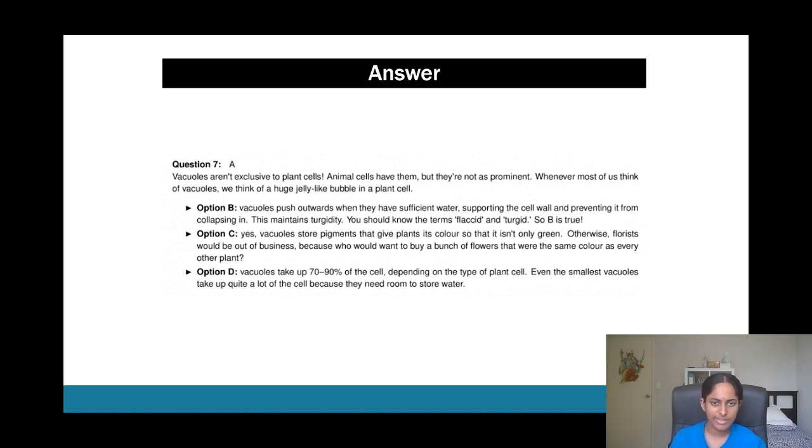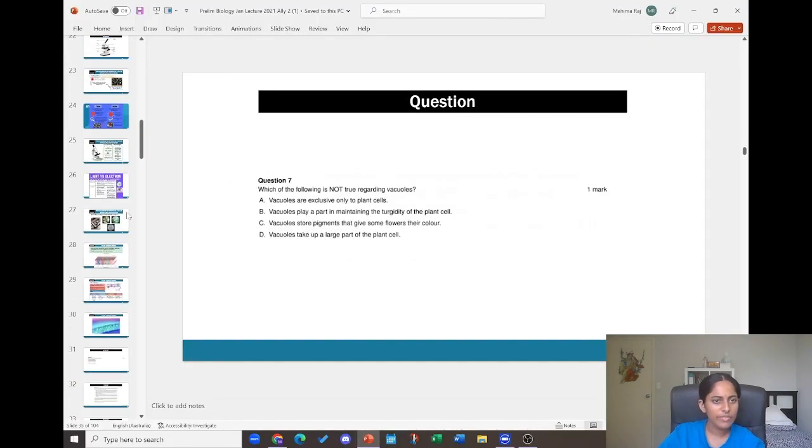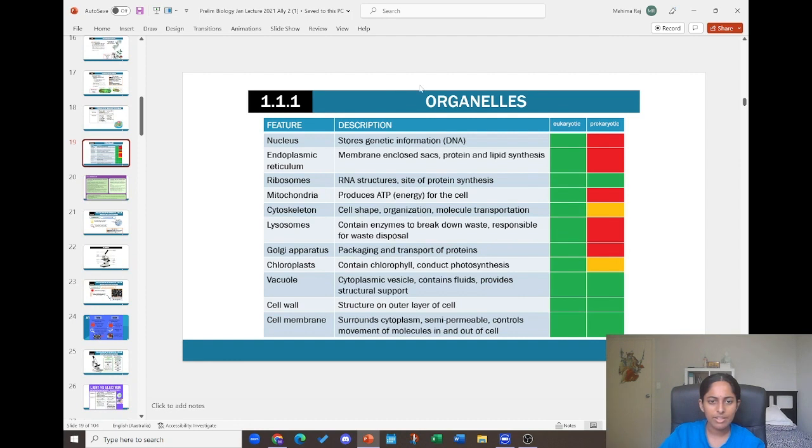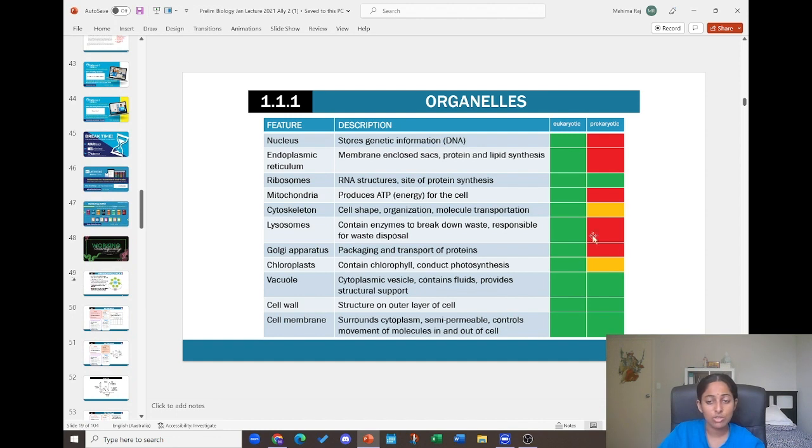So let's look at each one of these. This is asking which one is not true, so we're eliminating the false one, right? So this is saying that vacuoles are exclusive only to plants. And that is exactly not true because when we look at eukaryotes in this table over here, you can see that vacuole applies to both eukaryotes as well as prokaryotes. And eukaryotes include plants and animals. And plants and animals have a similar cell structure. The only difference is that plants have a cell wall.